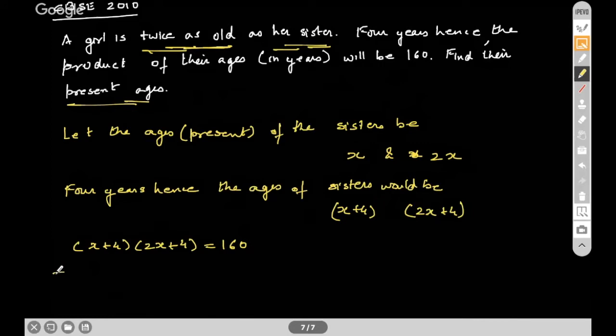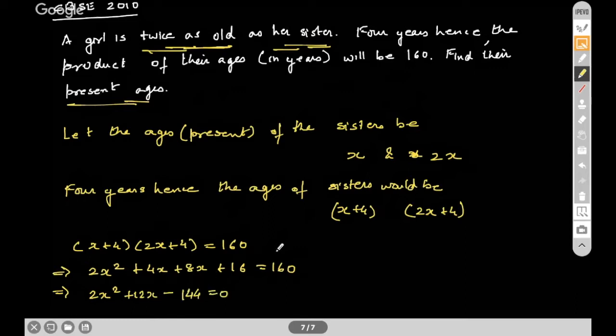So let us simplify this. This is 2x squared plus 4x plus 8x plus 16 equals 160. Let me quickly check whether it is correct or not. 2x square, that's correct. Then 4x, that's correct. 4 into 2, 8x, that's also correct. And 4 into 4 is 16, which is equal to 160. So this implies 2x squared plus 12x minus 144 equals 0. You can eliminate 2 from here.